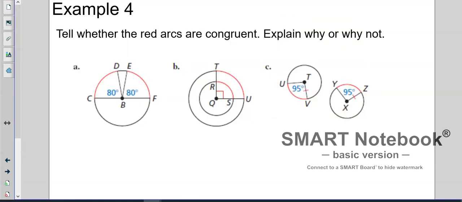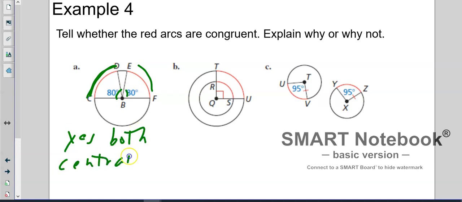So, example 4. Tell whether the red arcs are congruent. Explain why or why not. All right, well, the red arc here, DC, now green, has a central angle of 80. EF has a central angle of 80, so it's yes. Both central angles are 80 degrees. Or you could just say they have the same central angles, or the congruent central angles theorem, whatever.